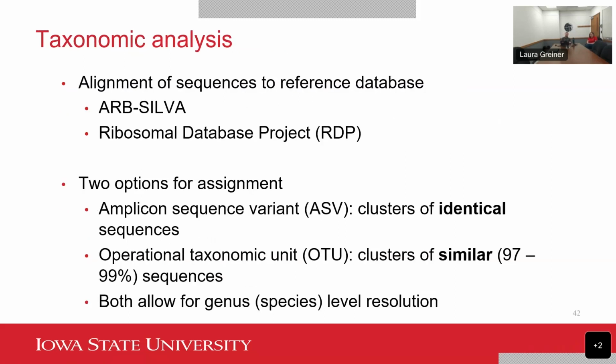So once we've gone through the processing and quality control steps, the last step of that process is identifying what microbes those are. And so we'll align those sequences to reference databases. Some examples are the Silva database and the Ribosomal Database Project for 16S. We're currently using the Silva database in our PIG work.